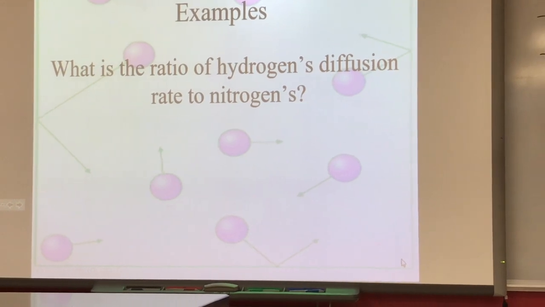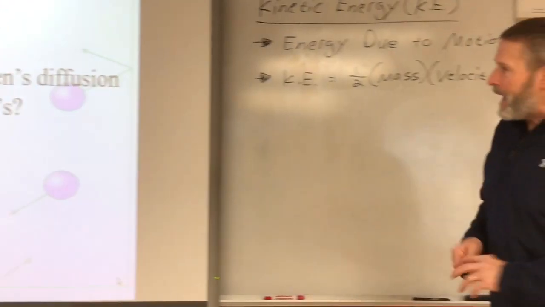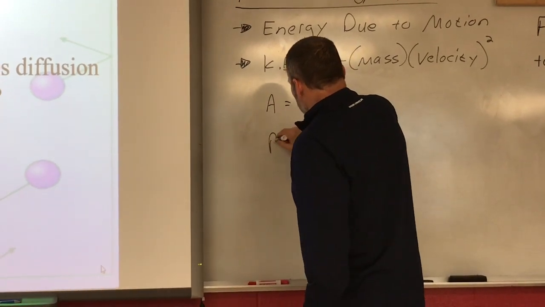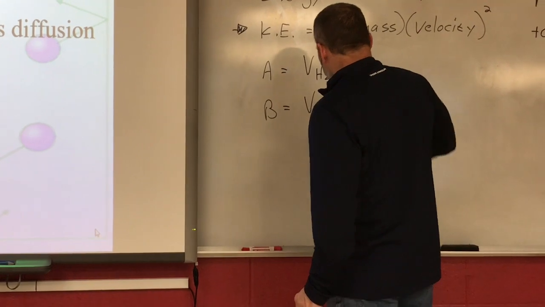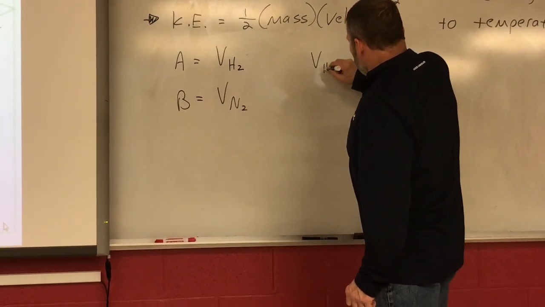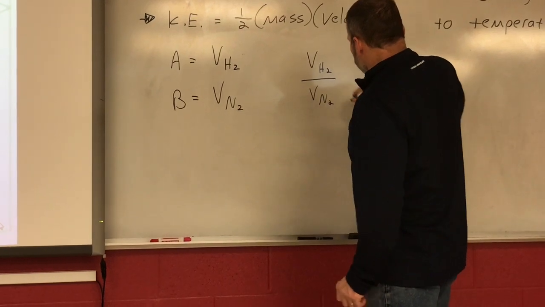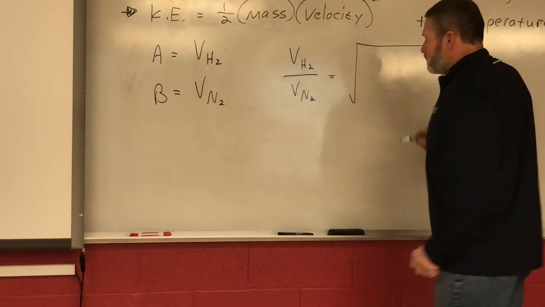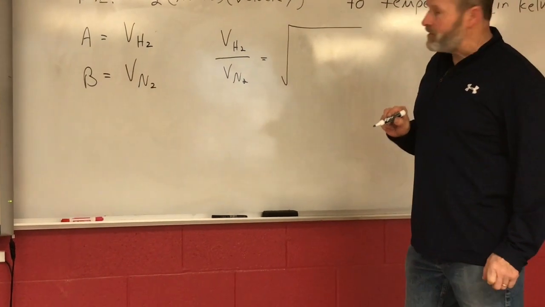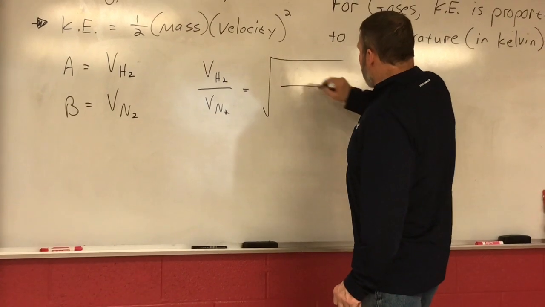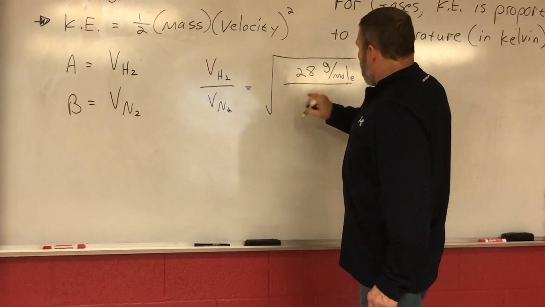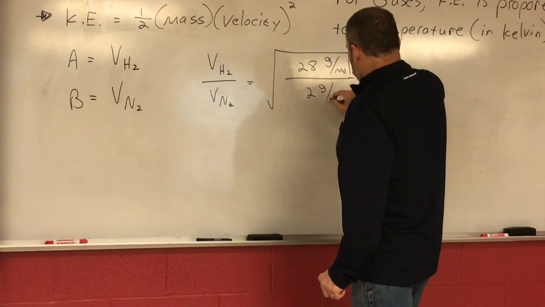Again, we'll have to decide which gas we want to call A or B. It doesn't really matter. I'm going to let A equal the velocity of hydrogen and B represent the nitrogen. Now if I plug into Graham's law, I'll have the velocity of hydrogen over the velocity of nitrogen equals the square root of the molar masses. Remember, these are diatomic. Did you factor that in? That'd be an easy thing to forget. And we'll need the mass of nitrogen on top. So nitrogen is about 28 grams per mole, and hydrogen is about 2 grams per mole.